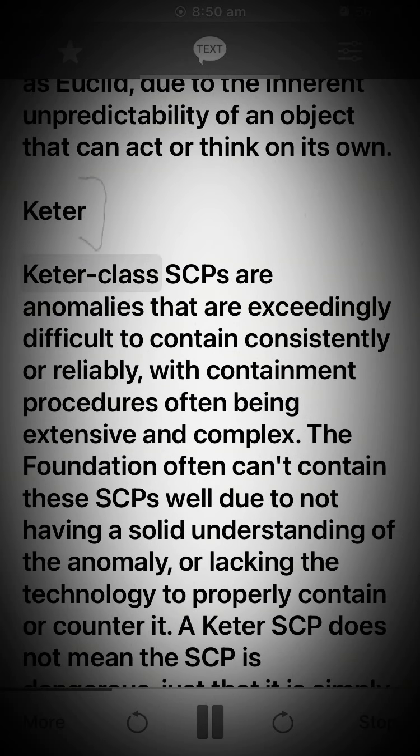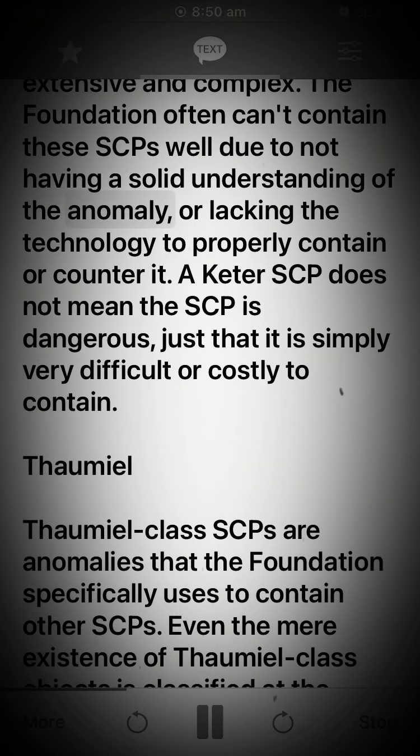Keter. Keter class SCPs are anomalies that are exceedingly difficult to contain consistently or reliably, with containment procedures often being extensive and complex. The Foundation often can't contain these SCPs well due to not having a solid understanding of the anomaly, or lacking the technology to properly contain or counter it. A Keter SCP does not mean the SCP is dangerous, just that it is simply very difficult or costly to contain.